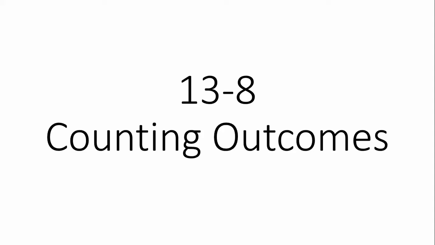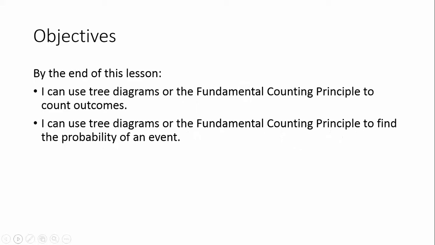Section 13.8 is titled Counting Outcomes. You'll notice we are skipping 13.7. The objectives for this lesson, you don't need to write these down, are to use the tree diagrams or fundamental counting principle to help us count outcomes and find the probability of an event.